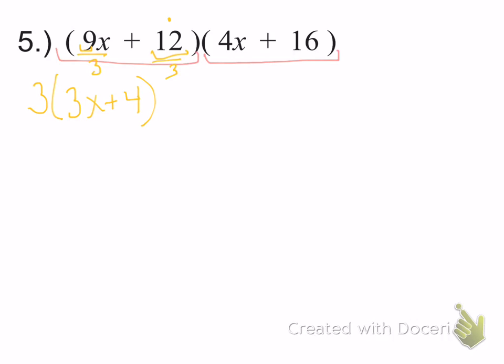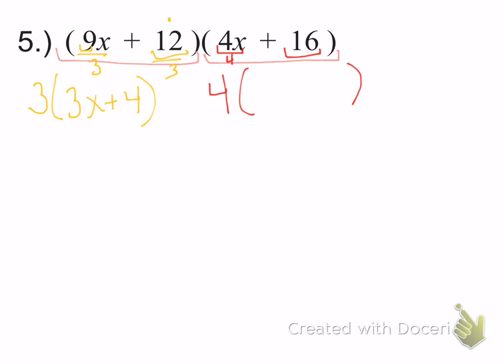Now let's go ahead and look at our second. So I have our 4x, and I have 16. Well, what number divides 4 and 16? Okay, well 2 does, because they're both even, and 4 does, because 4 divides itself, and 4 divides 16. So we're going to be taking out a 4. Well, let's see if we can take out any x's. Can we? No, because the 16 doesn't have an x. If it did, then we could, but since it doesn't, we'll just go ahead and figure out what's left over.